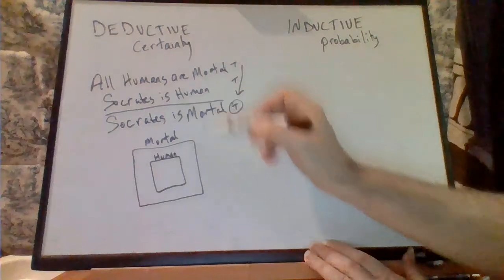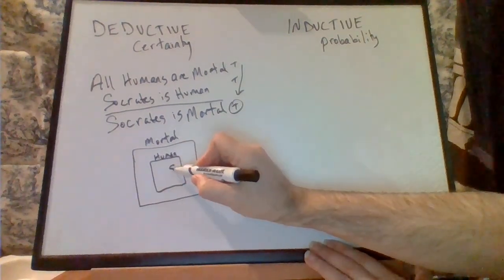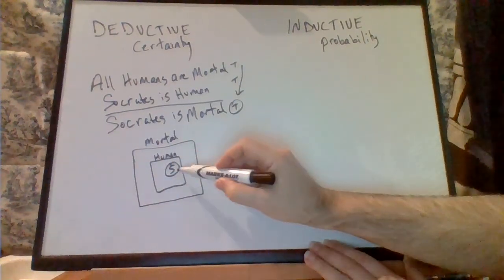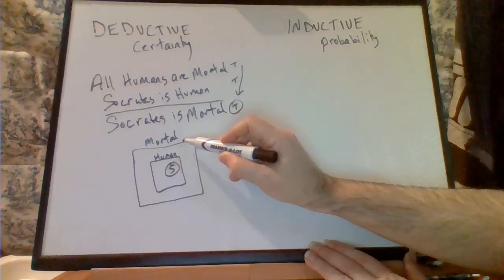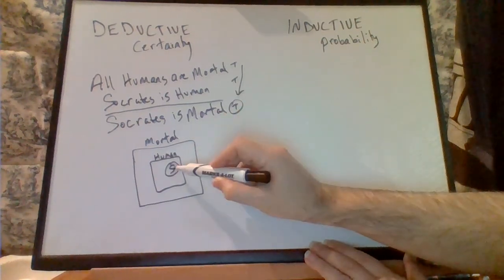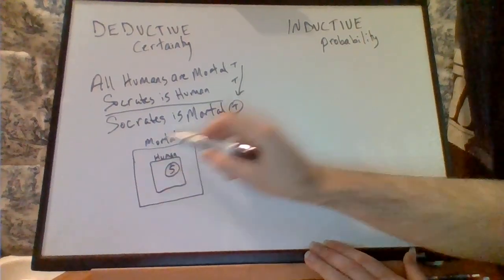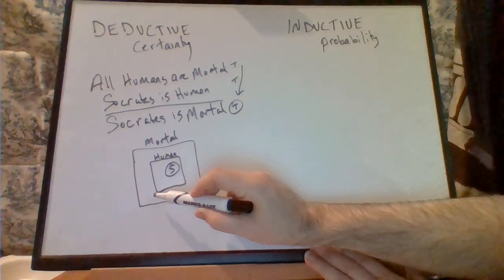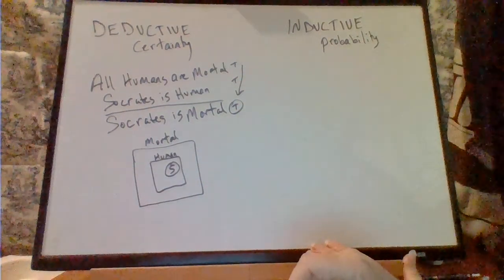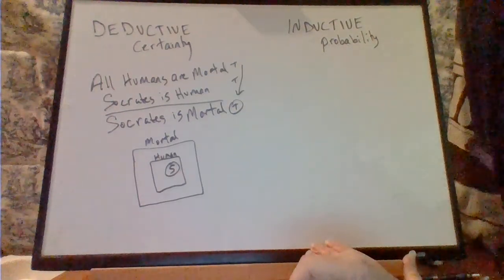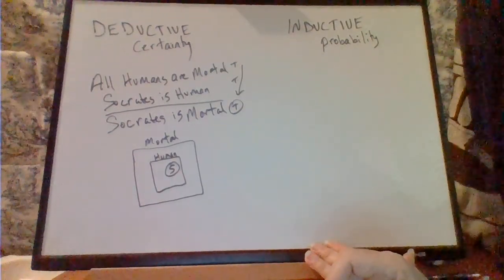Well, Socrates, we're told in the second premise, is a human. So we put Socrates inside the box of human things. The box of human things is already inside the box of mortal things, which means, of course, that Socrates is in that larger box of mortal things. So if the premises are true, you have no choice but to accept the truth of the conclusion. That's deduction. Okay.